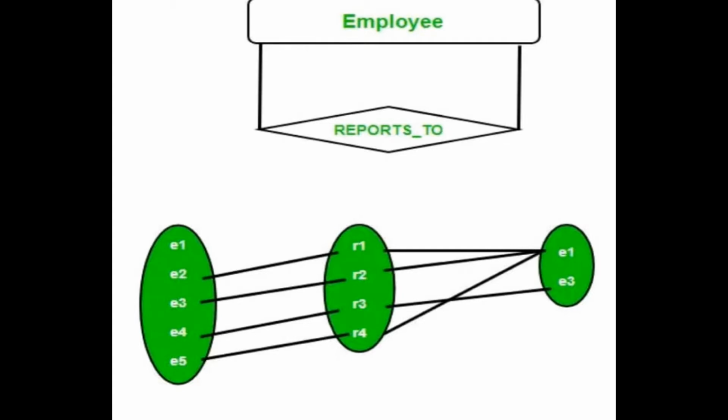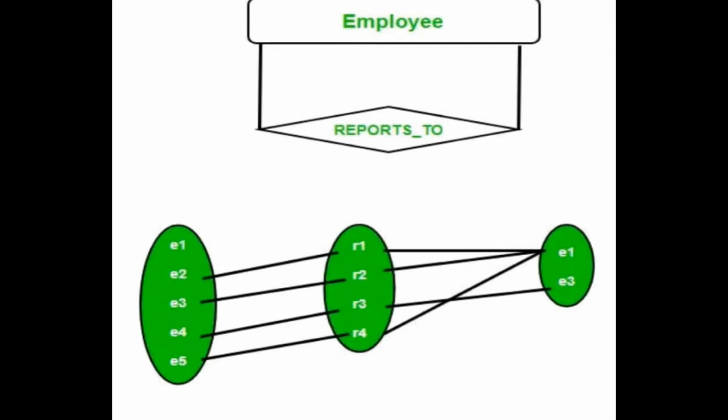Let's suppose that reports_to is a recursive relationship on the employee entity type where each employee plays two roles. First is supervisor and second is subordinate. As you can see, this is the table of employee. Supervisor and subordinate are called role names. Here is the degree of the reports_to relationship.